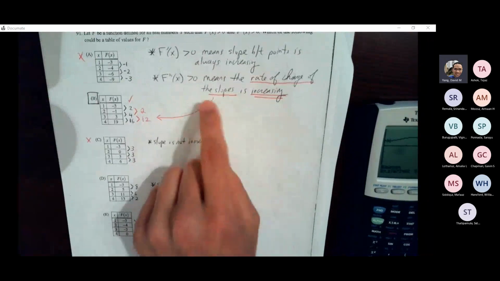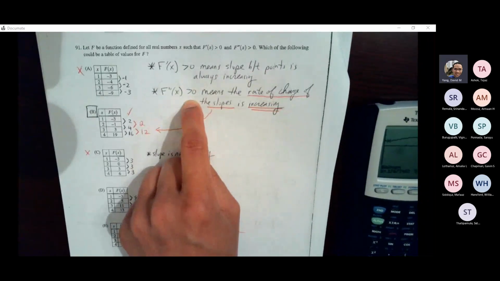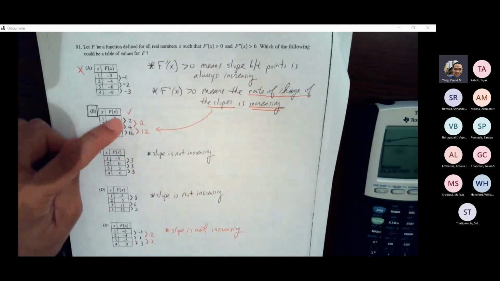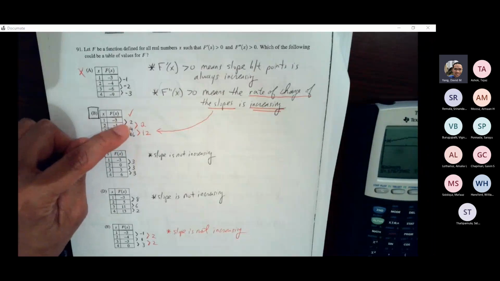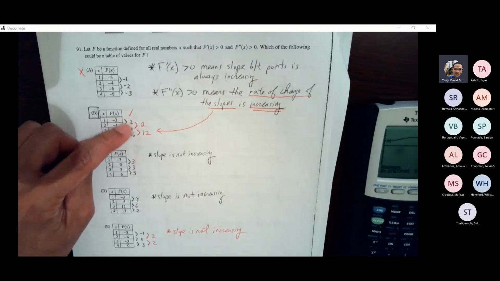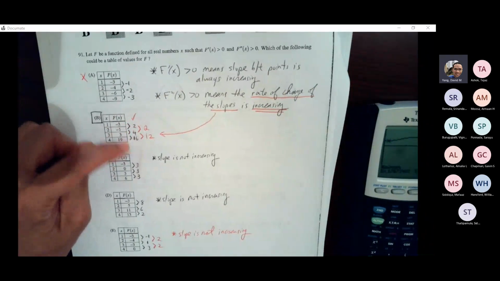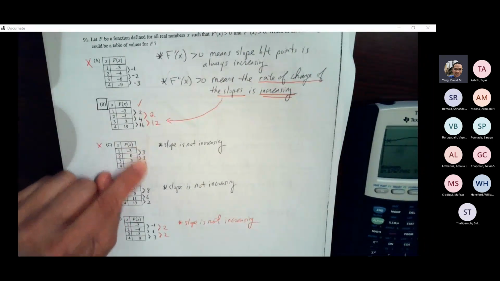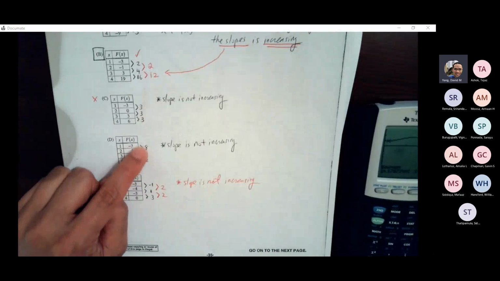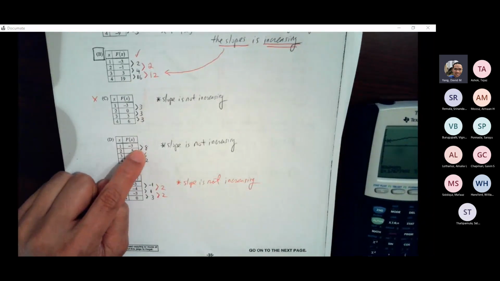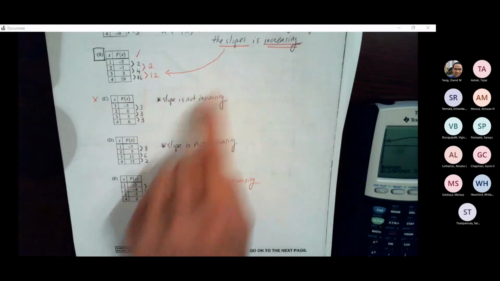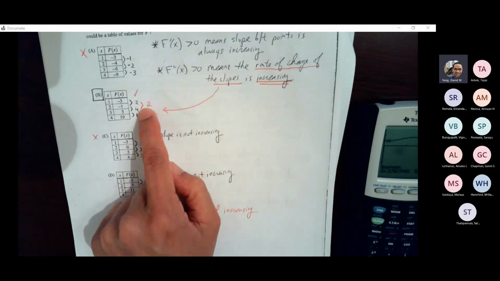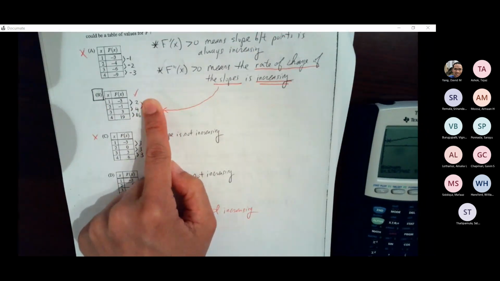Okay. Now, the second statement, f double prime greater than 0, means that my rate of change of slopes is increasing. So here I have slopes of 2, 4, and 16. The rate of change is increasing here from 2 to 4 and 4 to 16. That's an increasing rate of change. 3, 3, and 3 are all positive, but the slopes are not increasing. And here, 8, 6, and 2 are all positive slopes, but they are not increasing. f double prime is less than 0. Slopes increasing from 2 to 4 to 16: answer choice B.